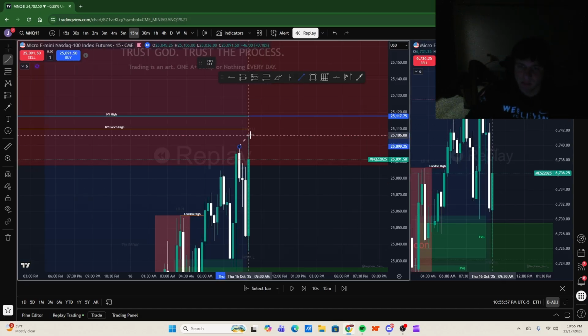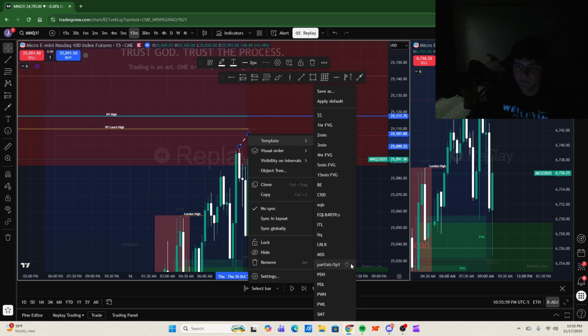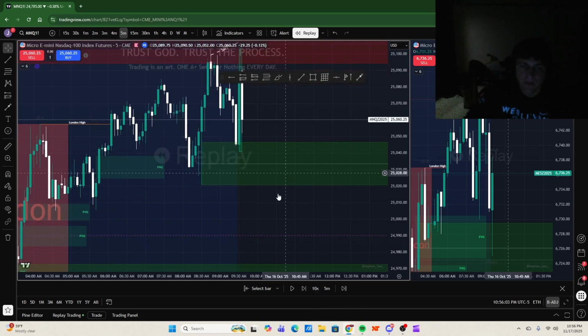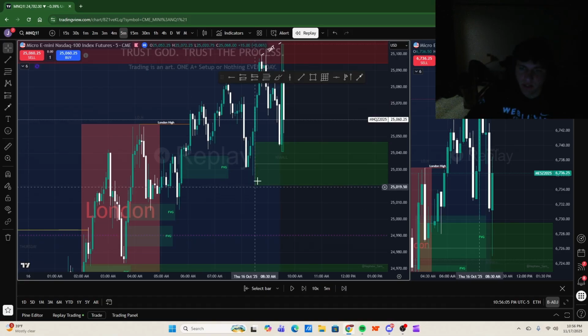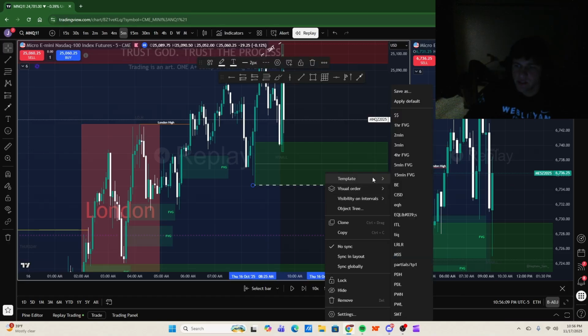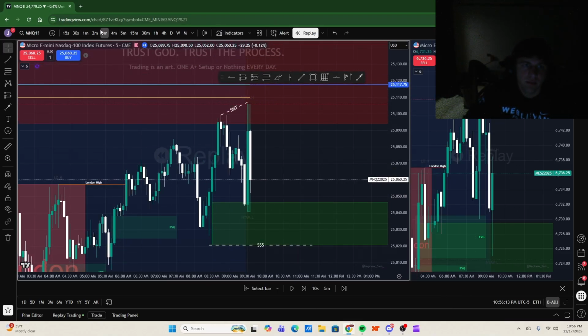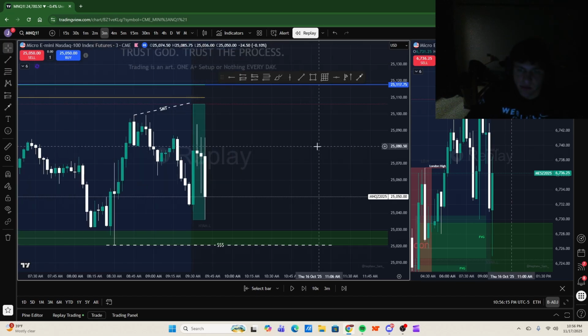Okay, so we had this SMT after taking out this high on the 15. I honestly think data lows are going to get hit. So I'm going to look for at least a new low towards data lows, because that's just such a strong draw all the time. See if we get like a 3-minute inverse.